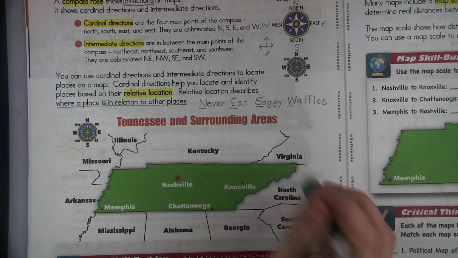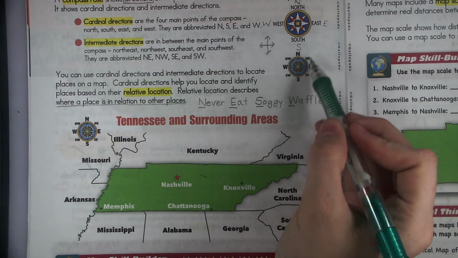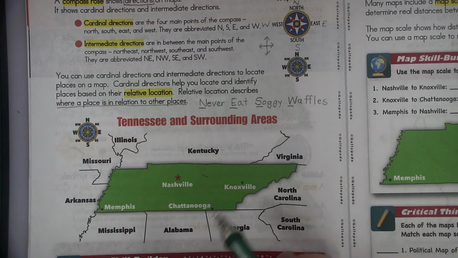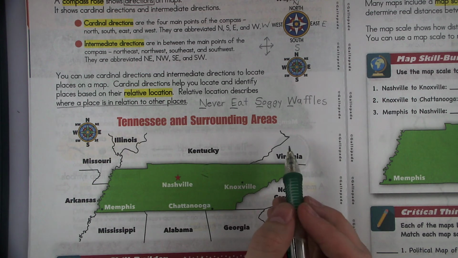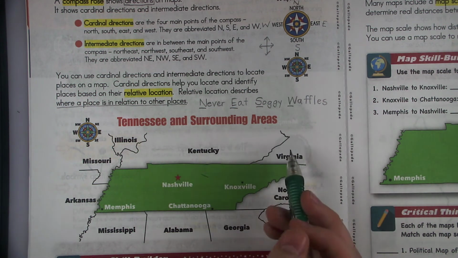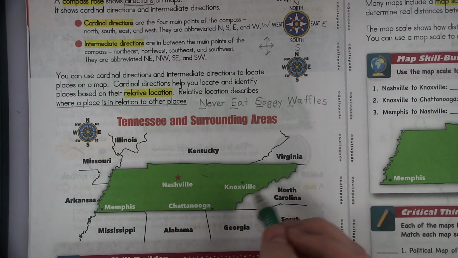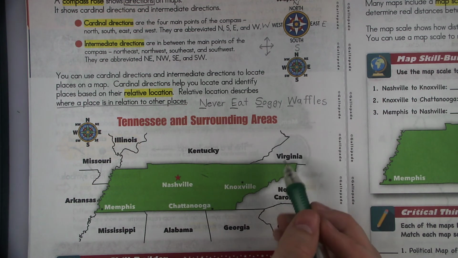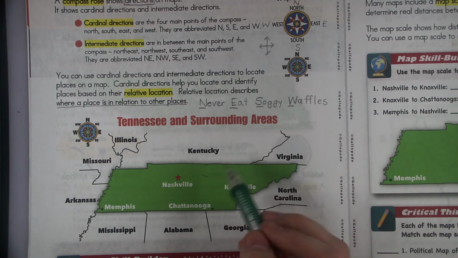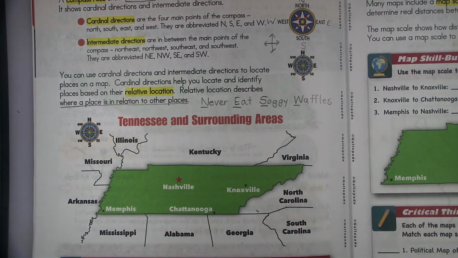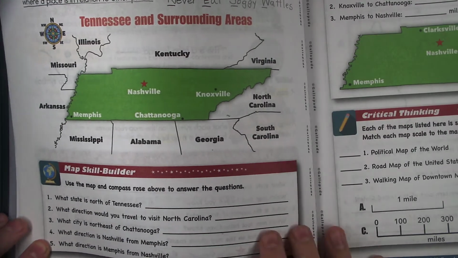Now for Virginia, that would be like what we talked about here. So Virginia would be northeast of Tennessee. Or you could say Tennessee is southwest of Virginia because you're relating it to Virginia. So Virginia is northeast of Tennessee, but Tennessee is southwest of Virginia. It takes a little bit to get your mind wrapped around there. So we'll go ahead and do the first one together, which I already kind of gave you the answer to.